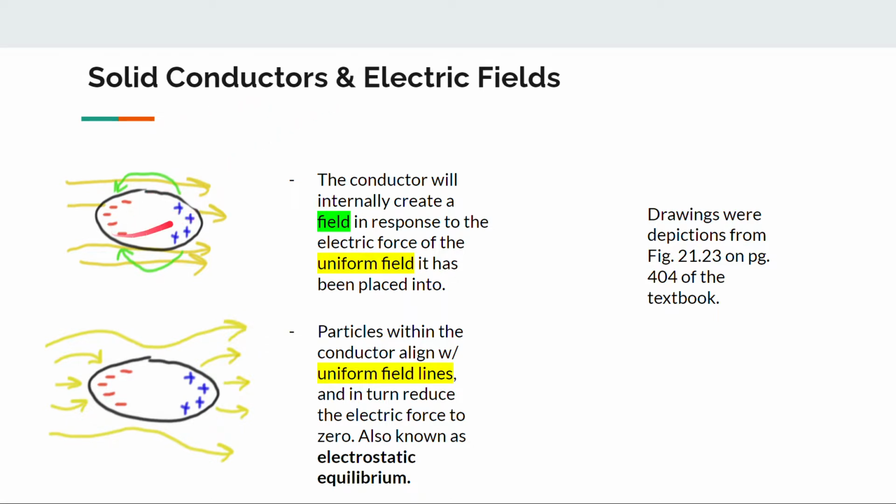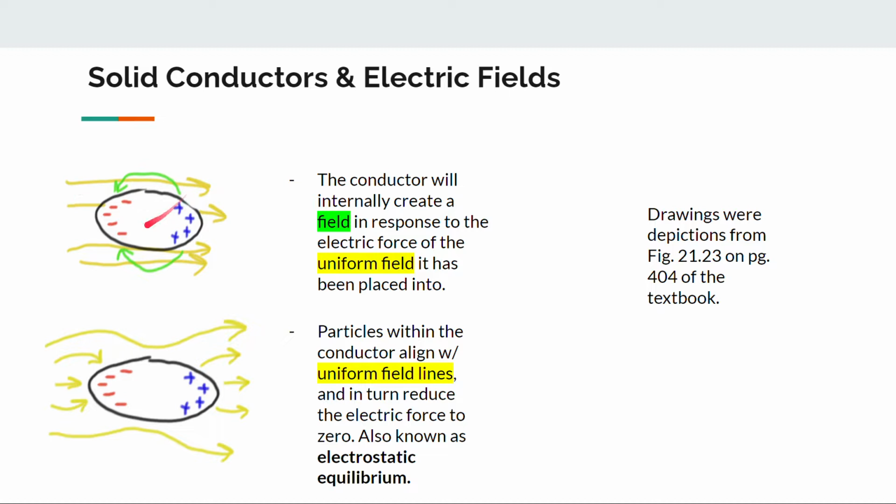Here we have a solid piece of conductive material. It will begin before it reaches this stage as net neutral. The particles will be equally distributed randomly throughout with no sense of order, but at the end of the day, neutral before it enters the uniform field that I've designated with these yellow lines. The conductor will internally, upon entering this field, create a field in response to the electric force of the uniform field it has been placed into.